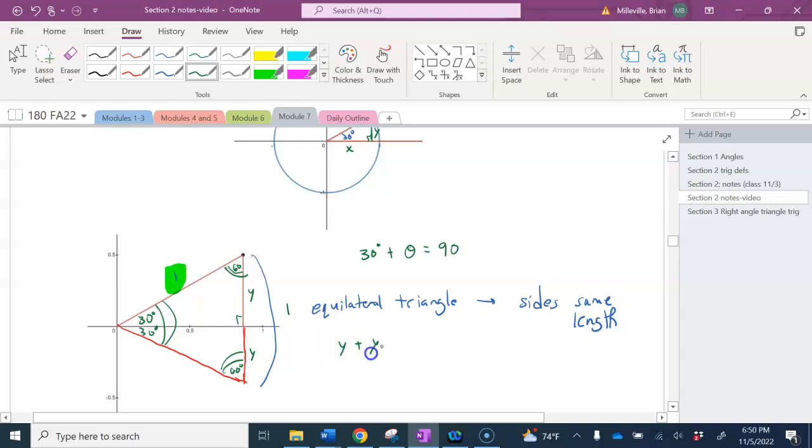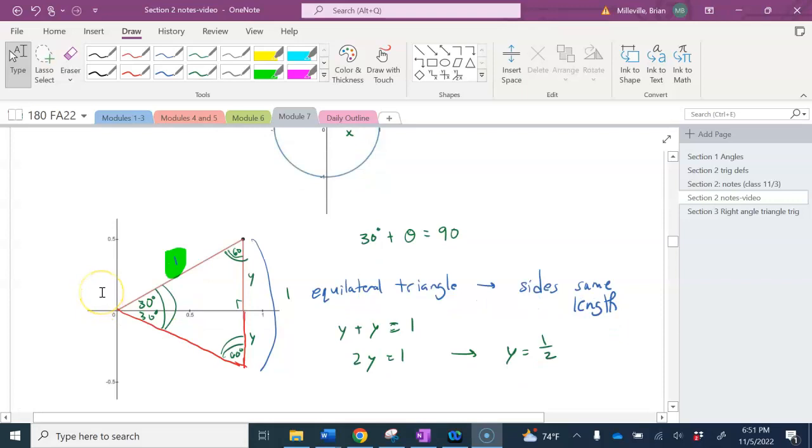So y plus y is equal to 1, which tells us 2y is equal to 1, which then tells us y must be 1/2, dividing both sides by 2. So what we have there is the y coordinate. We know the y coordinate now.